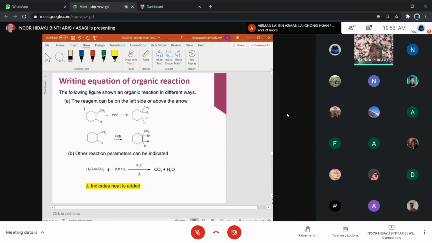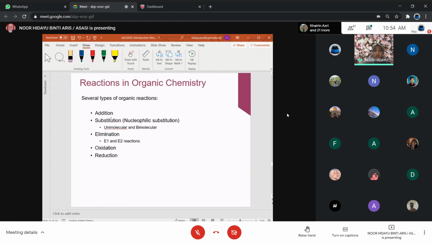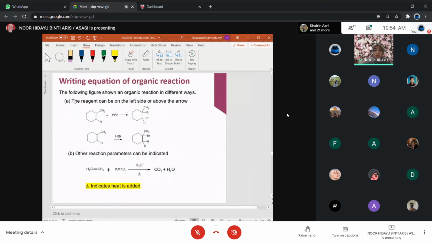Okay, so next we have writing equations of organic reactions. The following figure shows organic reactions written in different ways. So there are many ways to write a reaction. The first one: the reagent, or material. This is the reactant, this one is the reagent. The reagent can be on the left side or above the arrow. The product will sit on the right side. So there are two ways to draw or write it.